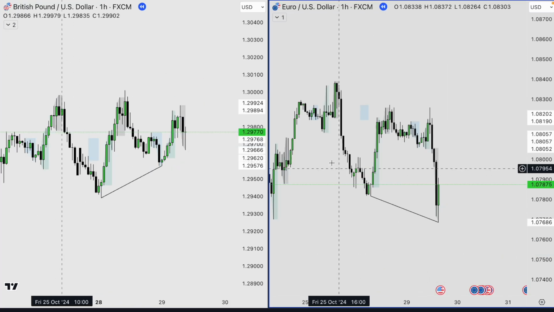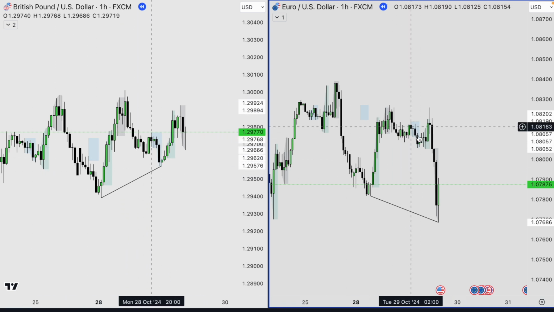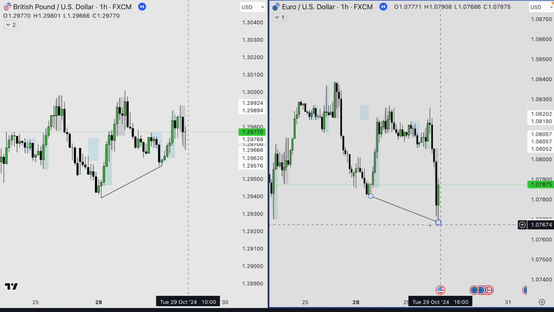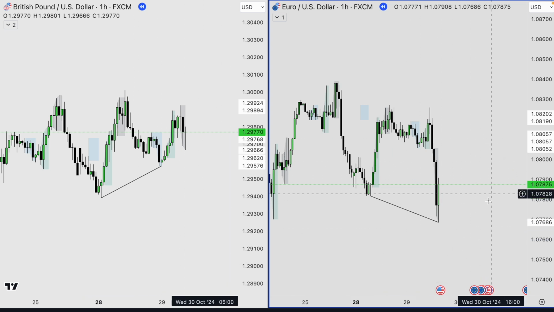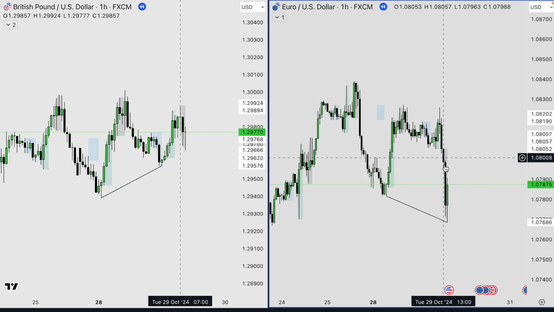Here is another example of SMT divergence. We can see GBP USD made a higher low while Euro USD made a lower low. In this example, I'll pick Euro USD to trade because we have swept liquidity after a very big impulse move down.